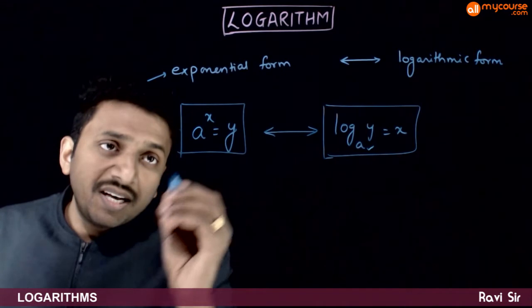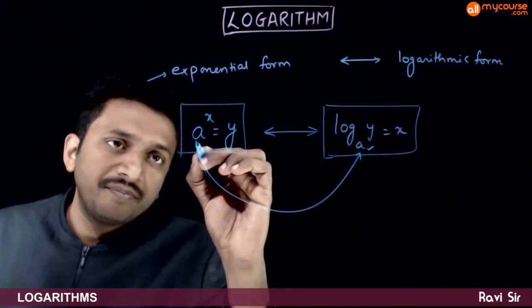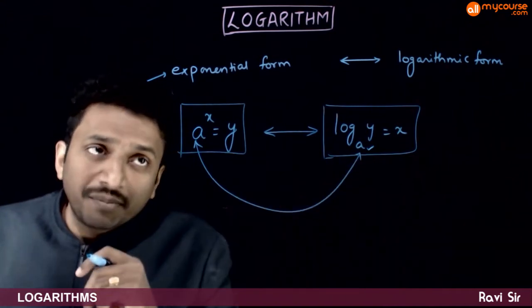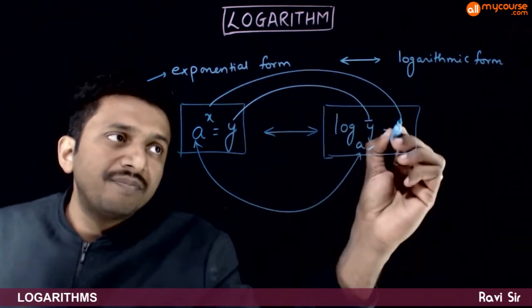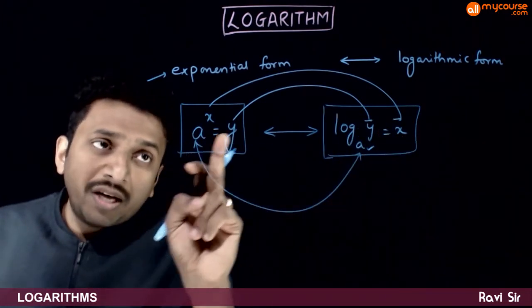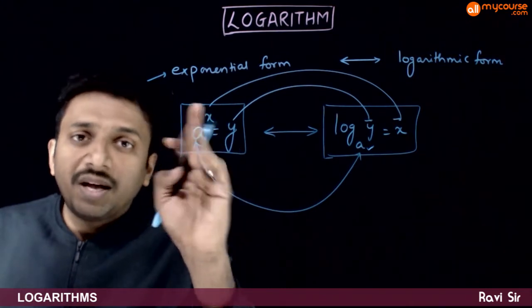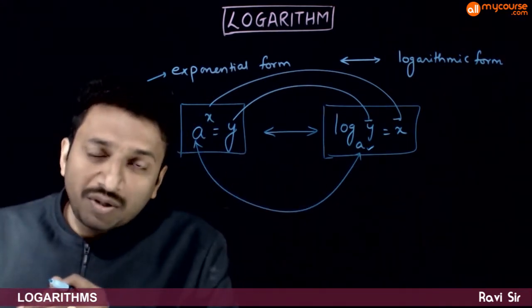So these two equations represent the same information. And as you can very clearly see, the base in the exponent form becomes the base of the logarithm. So this is called the base of the logarithm. Just these two numbers will get reversed. So a power x is equal to y, so log y to the base a becomes equal to x. So this is how the logarithmic conversion looks.